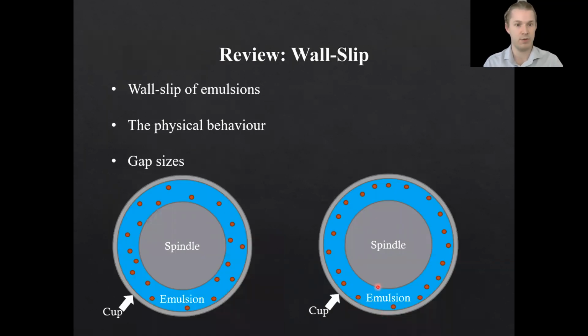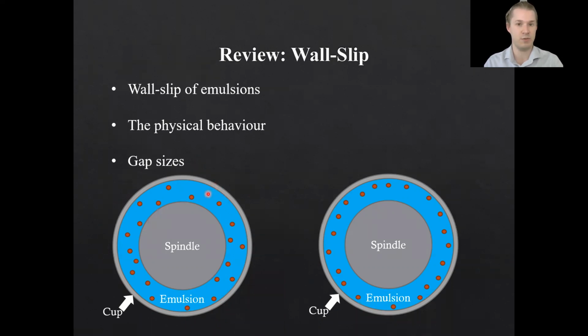What is wall slip? In a physics sense, it is a breakdown of the continuous fluid assumption. If we take a look here on the left, we can see a top-down view of our spindle, our emulsion shown here in the blue and red dots, where our red dots represent our dispersed phase, the blue our continuous phase contained within our sample cup.